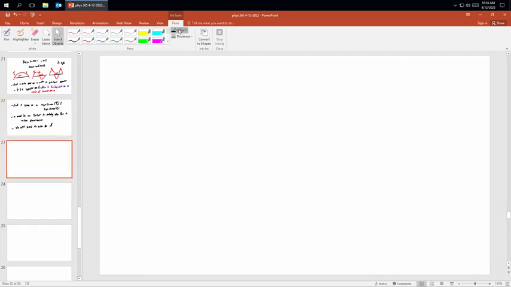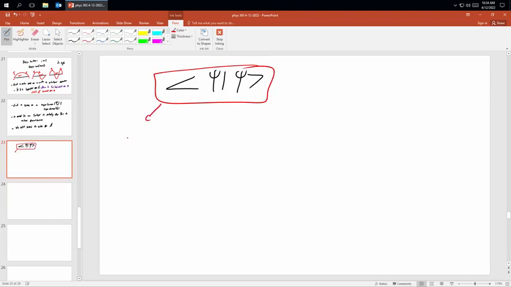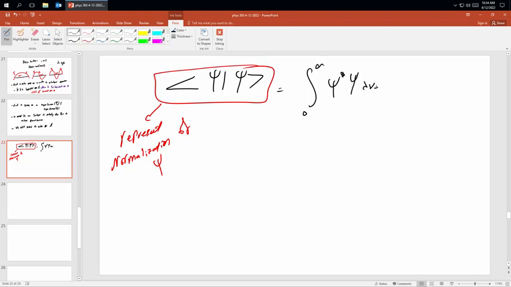Now, to normalize that wave function, we do it as such. Let me write this down: the normalization of psi is going to equal the integration from 0 to a of psi conjugate psi dx, which equals 1.